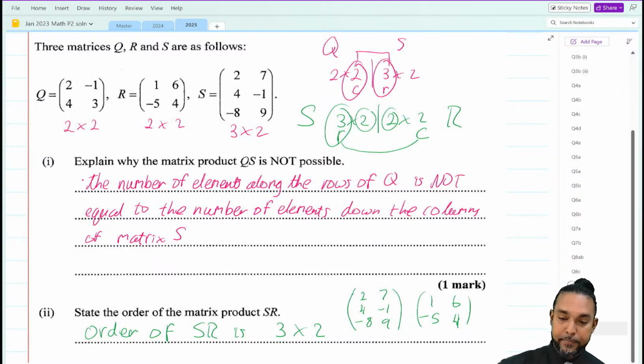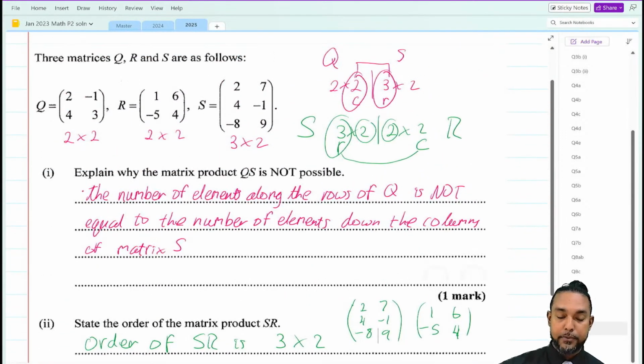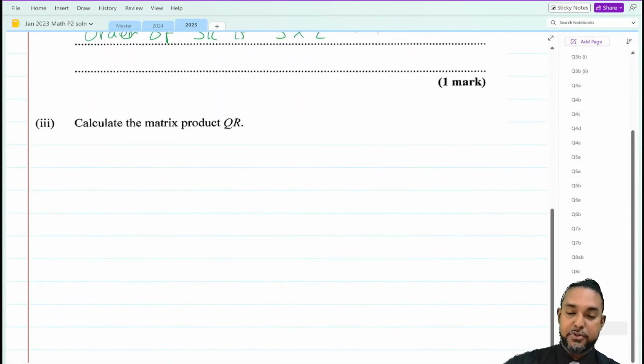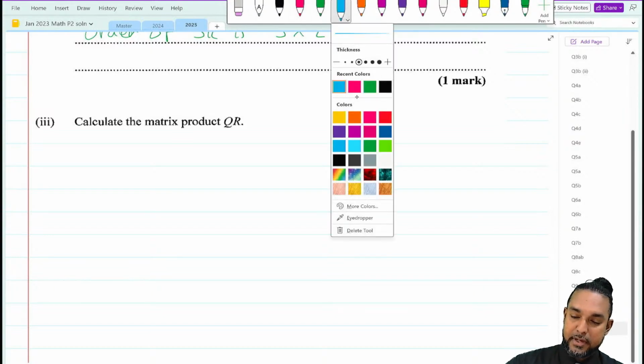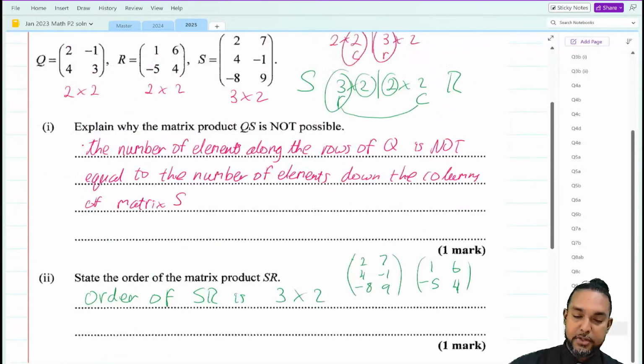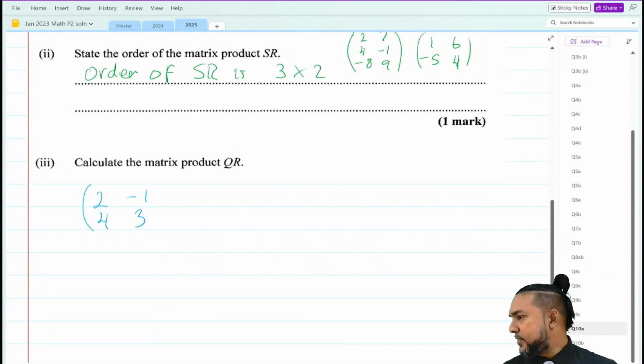All right? Okay. Now, in the third item here, they want the matrix product QR. I'll write out the matrices down here, and I'll give you a couple of minutes to sort it out. I guess we could do this one. All right, so matrix Q, what was it? It was 2, minus 1, 4, and 3. Is that visible enough? Okay, cool.